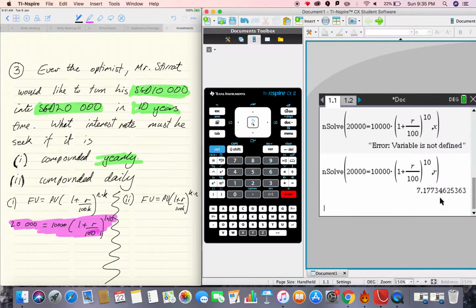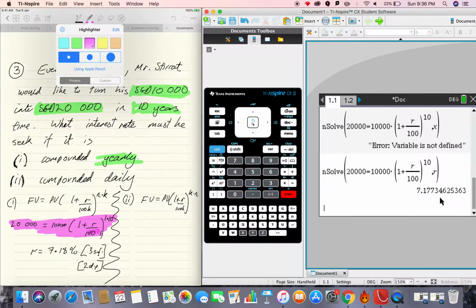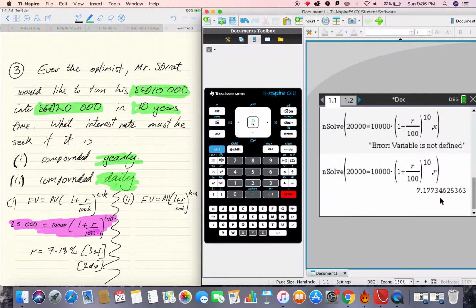The magic happens that we have the interest rate we need is 7.1. Sorry, that was my bad. So that's 7.12. Don't know what I was thinking there. 7.18% if we round to 3 significant figures, or maybe around 2 decimal places. Okay, 7.18. That's compounded yearly. So let's turn to our second question now. And the difference from the second question is that they were compounded daily. So you've got to think about compounded daily.